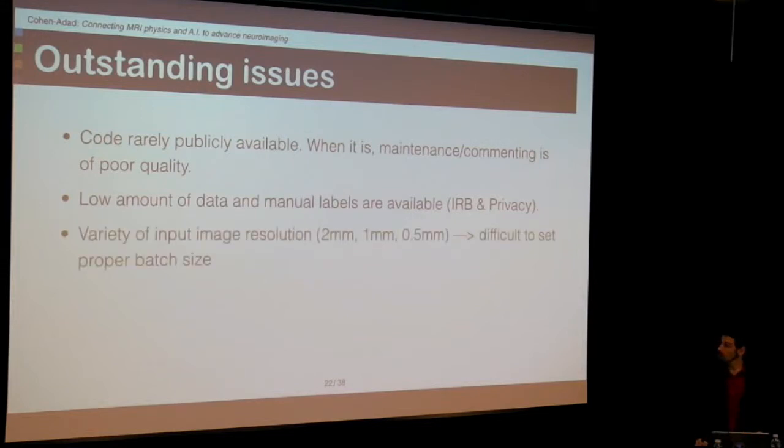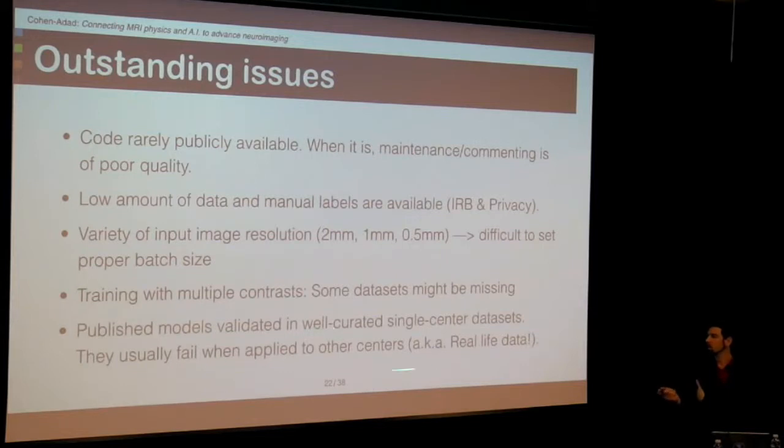On top of that, there is also variable image resolution, which makes it difficult to set a proper batch size, not to mention differences in contrast, MR scanners, and so on. When we want to train with multiple contrasts, sometimes some data sets are missing contrasts. So if we look at all the MR sites in the world, it's difficult to propose a one-size-fits-all solution because there are always some outlier sites. And when we look at papers, and our lab is part of it, models are usually trained and validated in well-curated single-center data sets. And when people try to apply those models in other centers, it usually fails.